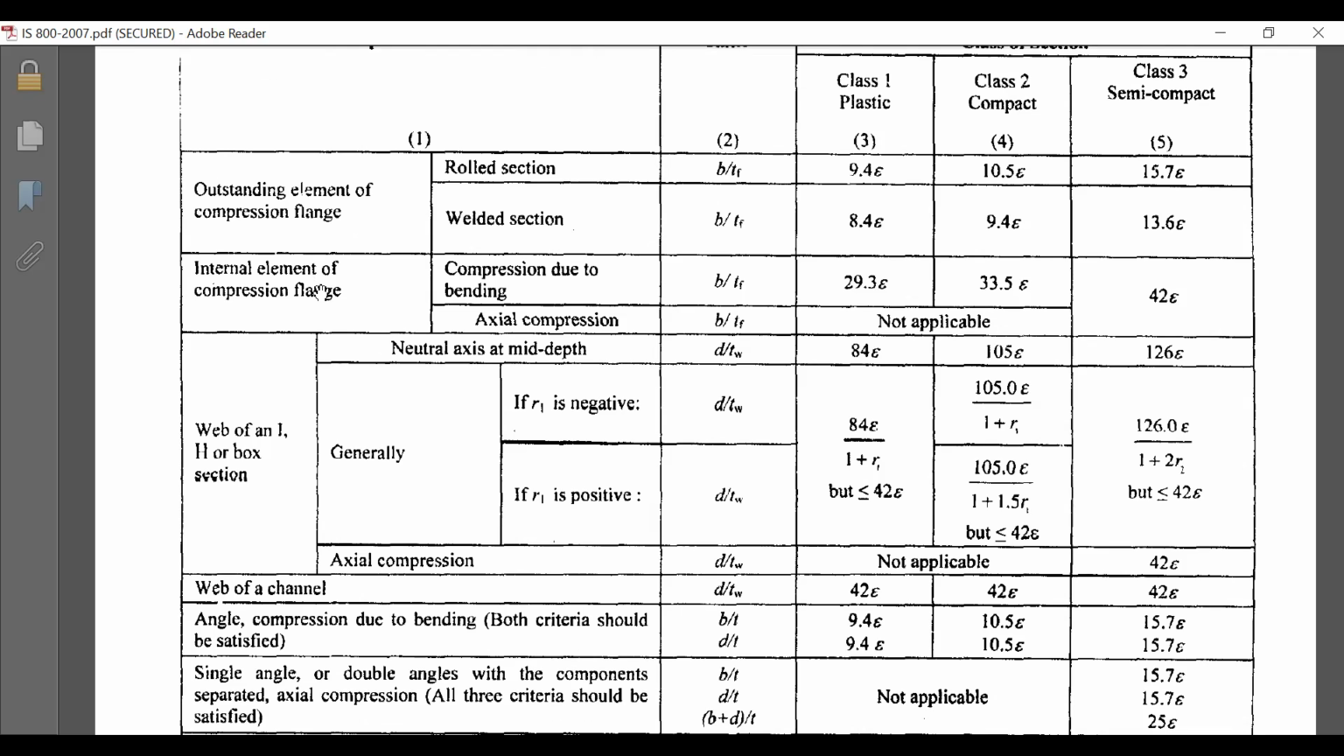Now here, which one you are going to select: always remember, for I sections, you can see the web of an I, H or box sections. For the web of an I or H or box sections, you need to consider the column for axial compression. Remember, you need to consider the axial compression. That represents D by TW. So D by TW must be less than 42 epsilon. If it is less than 42 epsilon, then it belongs to class 3.